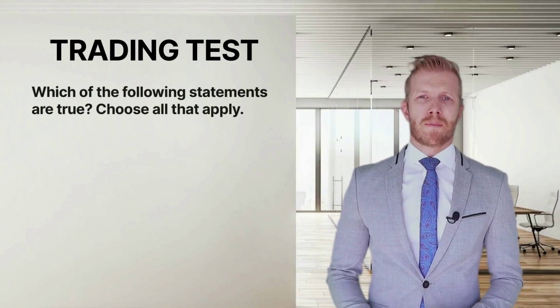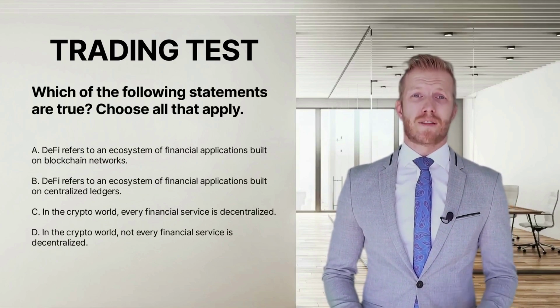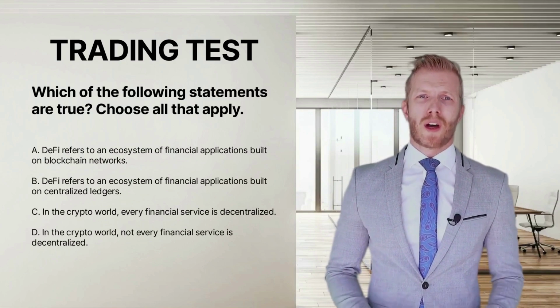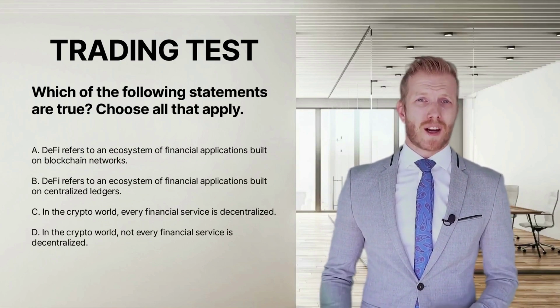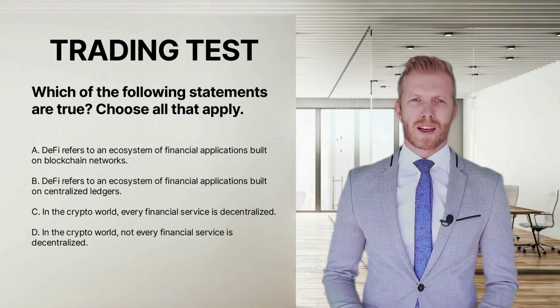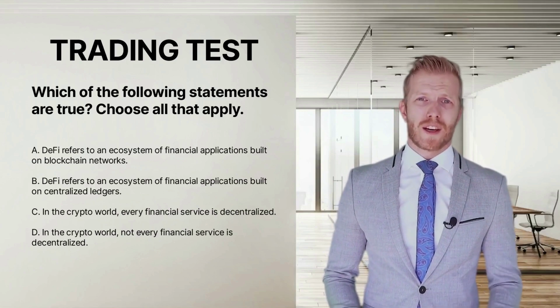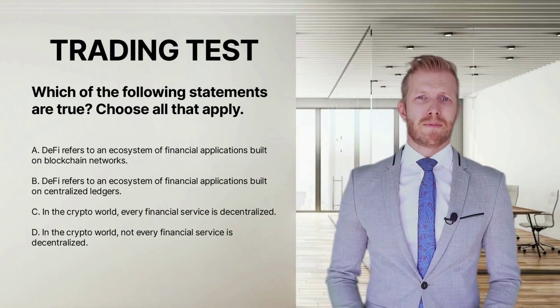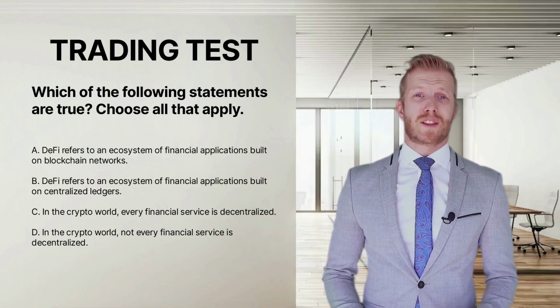Which of the following statements are true? Choose all that apply. A. DeFi refers to an ecosystem of financial applications built on blockchain networks. B. DeFi refers to an ecosystem of financial applications built on centralized ledgers. C. In the crypto world, every financial service is decentralized. D. In the crypto world, not every financial service is decentralized.